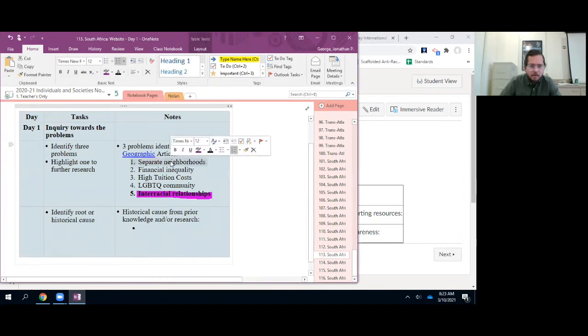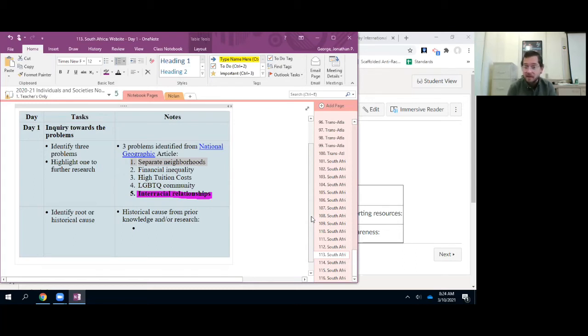So if you pick separate neighborhoods, segregation, what could be an action item to decrease the separation of neighborhoods, or for more housing equality? Maybe one, and I'm just going to go through here, maybe one would be to promote home ownership, to increase home loans to South Africans, to increase home ownership. Maybe that could be part of it.